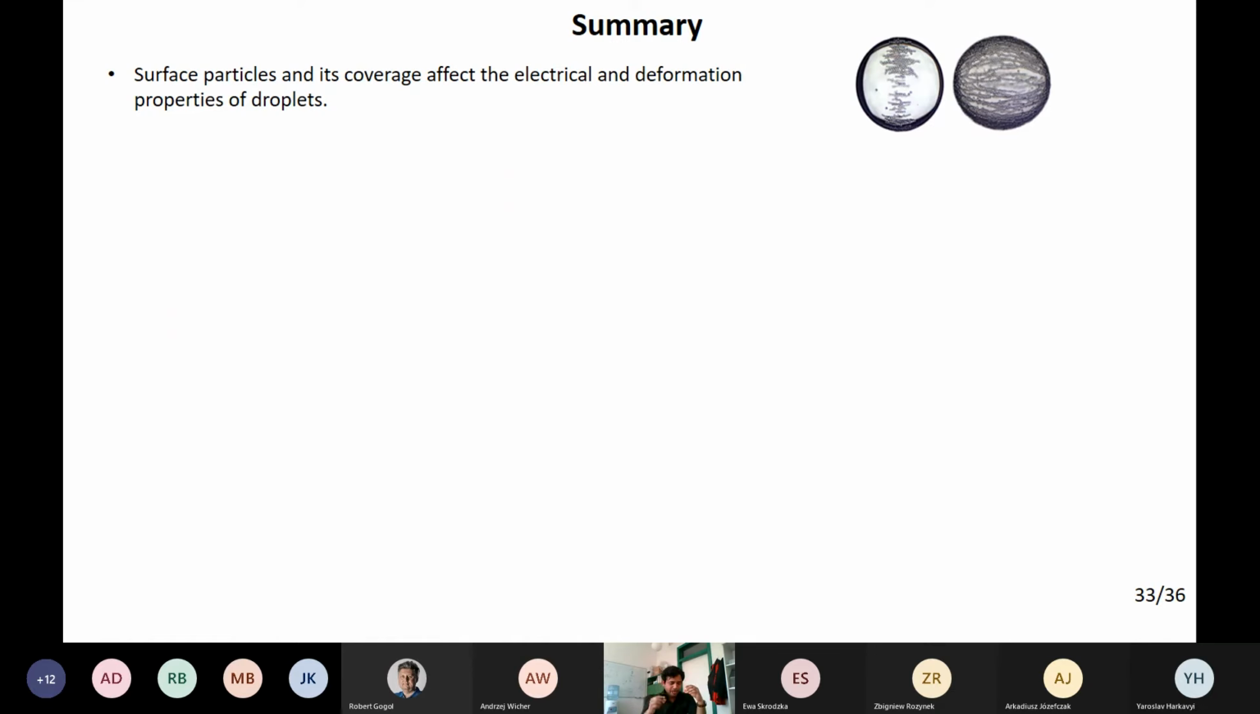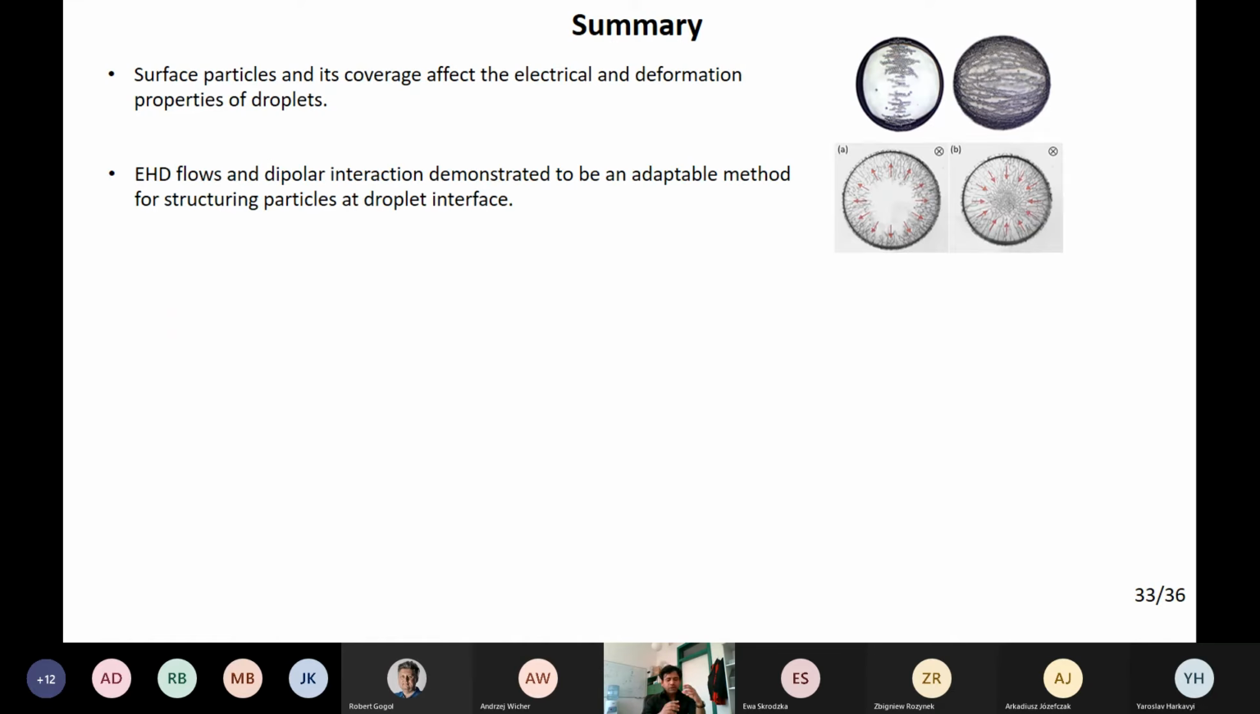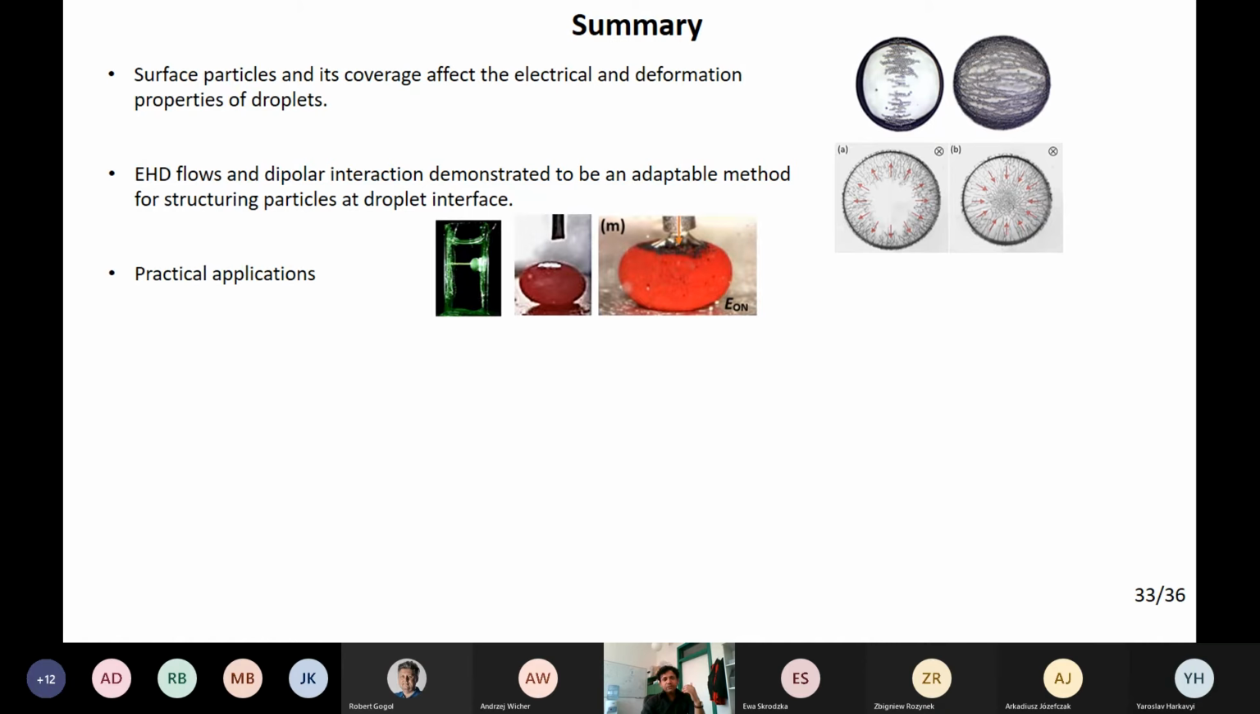oblate deformation. Now, I also showed you how electrohydrodynamic flows and dipolar-dipolar interaction can be used as an adaptable method for structuring the particles at the droplet interface by using different frequencies of the electric field. And also I showed you that the opening and closing of the particle shell can be used for some applications.